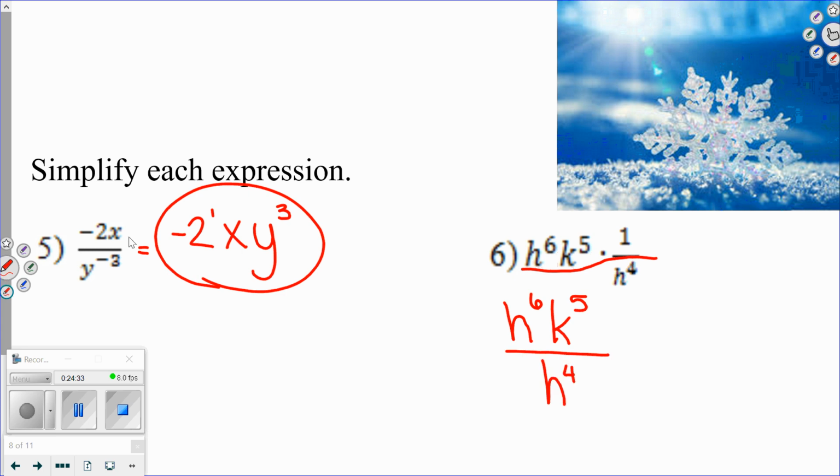I can write it like that. Because on the top, if I multiply by 1, does it change anything? No. So really, this is what that problem is saying. So don't be thrown when they write it kind of separate like that. It's just on the bottom.